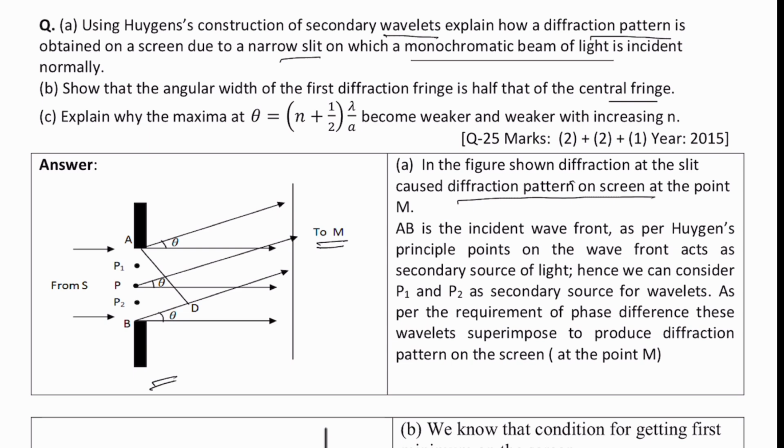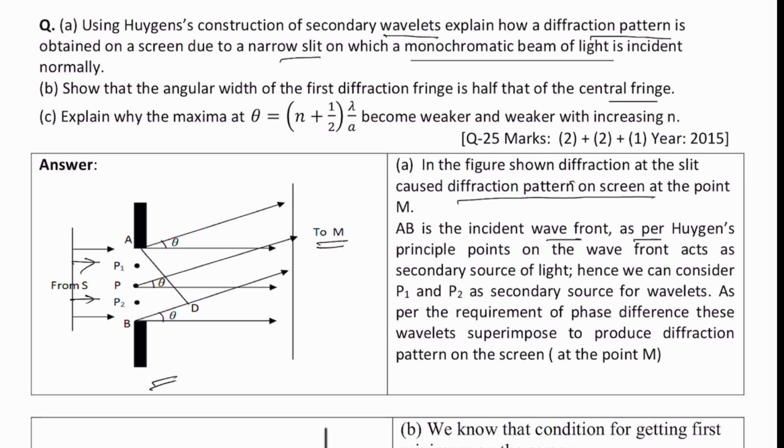Okay, AB is the incident wavefront. This is AB, a plane wavefront. When the light source is at infinite distance, then we say that it is a plane wavefront. Okay, what is the property of a wavefront? The rays are perpendicular to the wavefront. So AB is the incident plane wavefront.